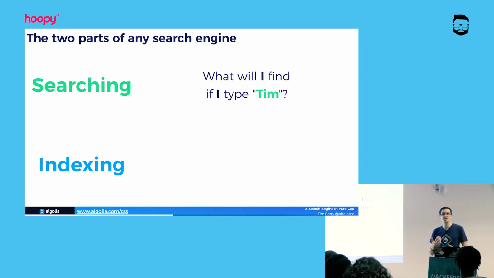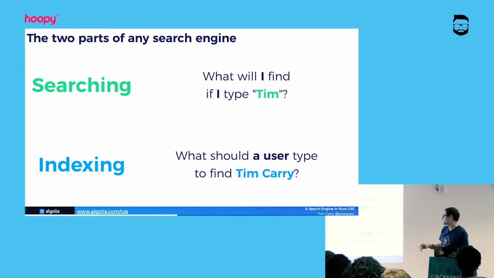But when you are building the search engine, you have to have a very different perspective. And you have to ask yourself a very different question. It's, what should a user type to find a specific result? It means that for every potential result you have in your database, what are the strings that a user should type that will yield this result?